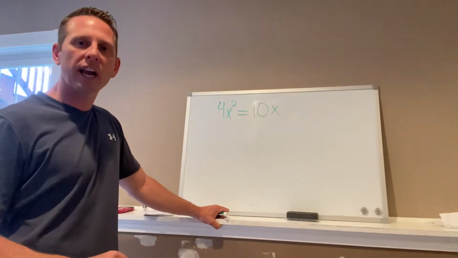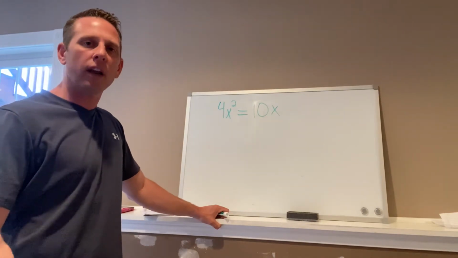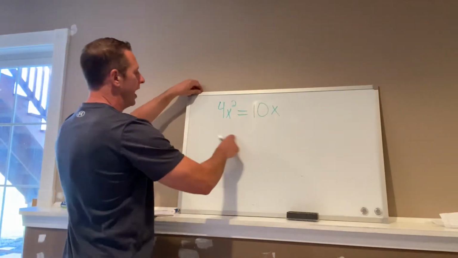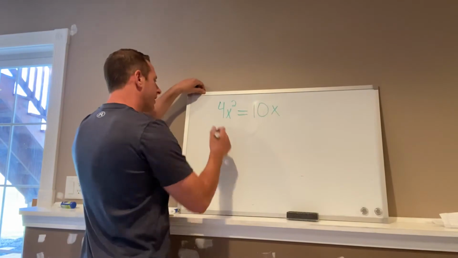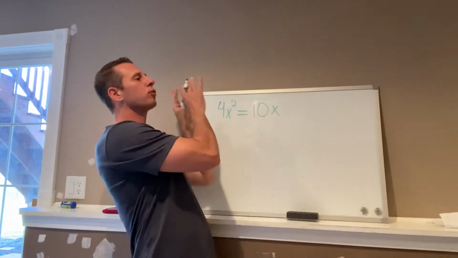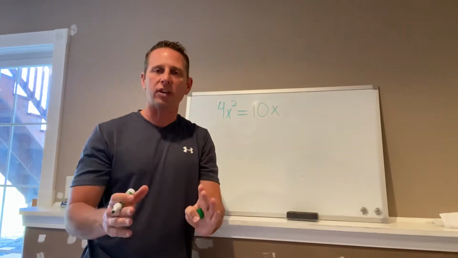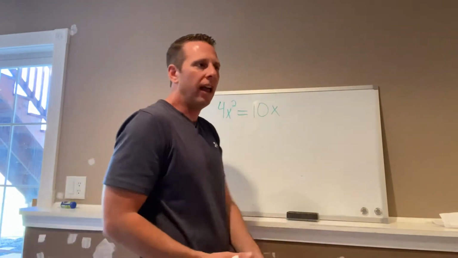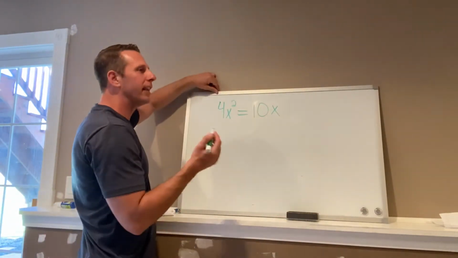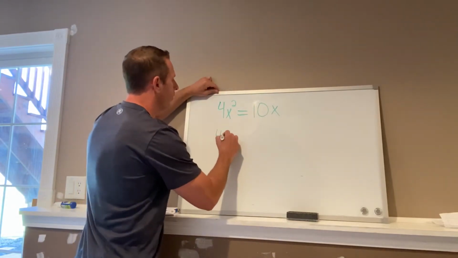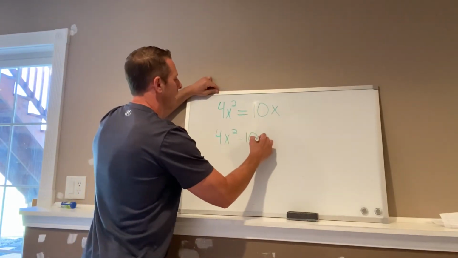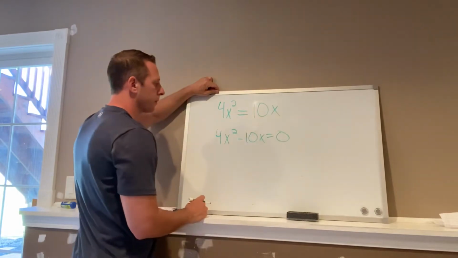Good. You watched the second video and the first video. It needs to be equal to 0. We need the 10x on this side. Subtract 10x to the other side. Now, I could subtract the 4x squared to that side, but I don't want a negative leading coefficient. Makes it harder. I like things to be easier. Why not make it easier if you can make it easier? 4x squared minus 10x equals 0.